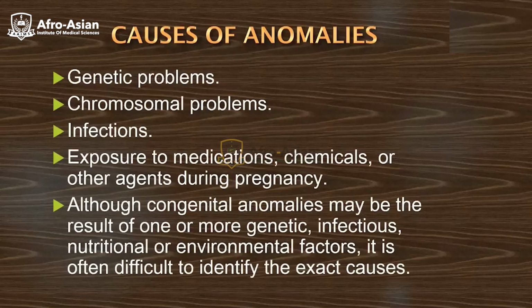Causes of anomalies. There are different causes. The main causes are genetic problems, chromosomal problems, infections, exposure to medications, chemicals, or other agents during pregnancy. Although congenital anomalies may be the result of one or more genetic, infectious, nutritional, or environmental factors, it is often difficult to identify the exact causes.